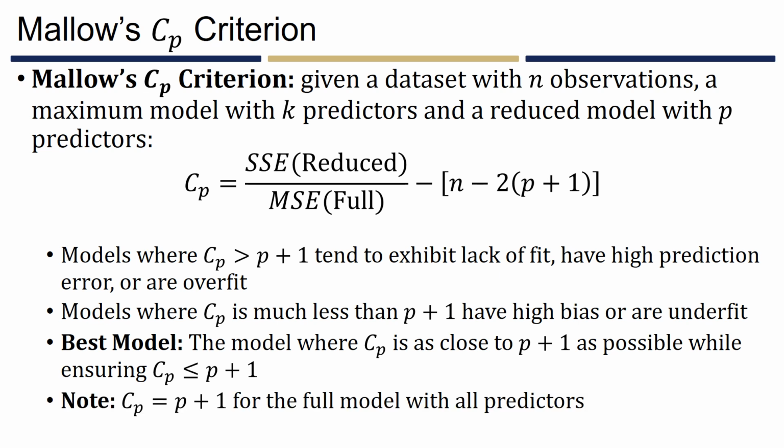One other note here is that Mallows' Cp for the full model, for your maximum model, is always going to be equal to p plus 1. And so it's always going to be a model that is under consideration for what the final model should be.